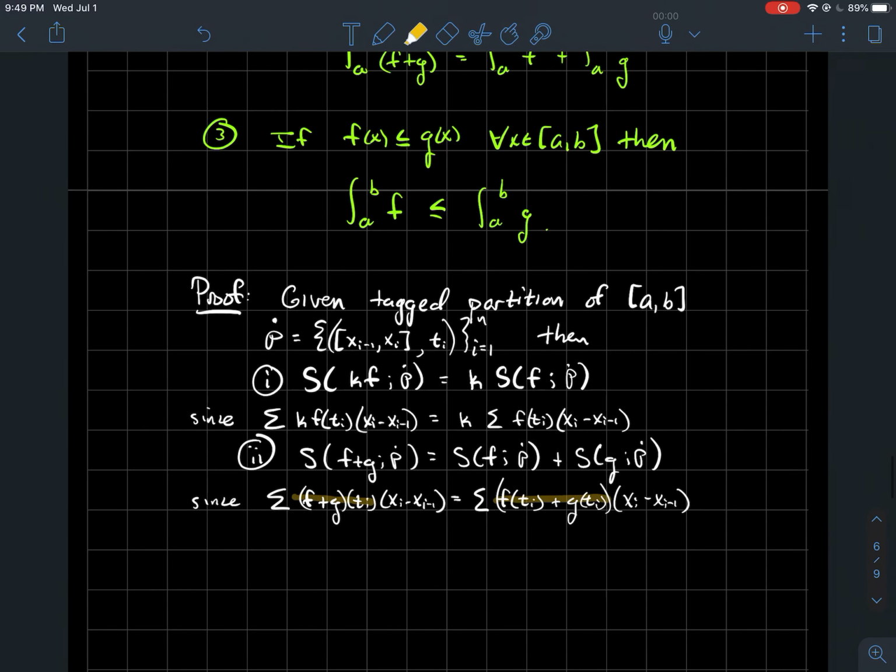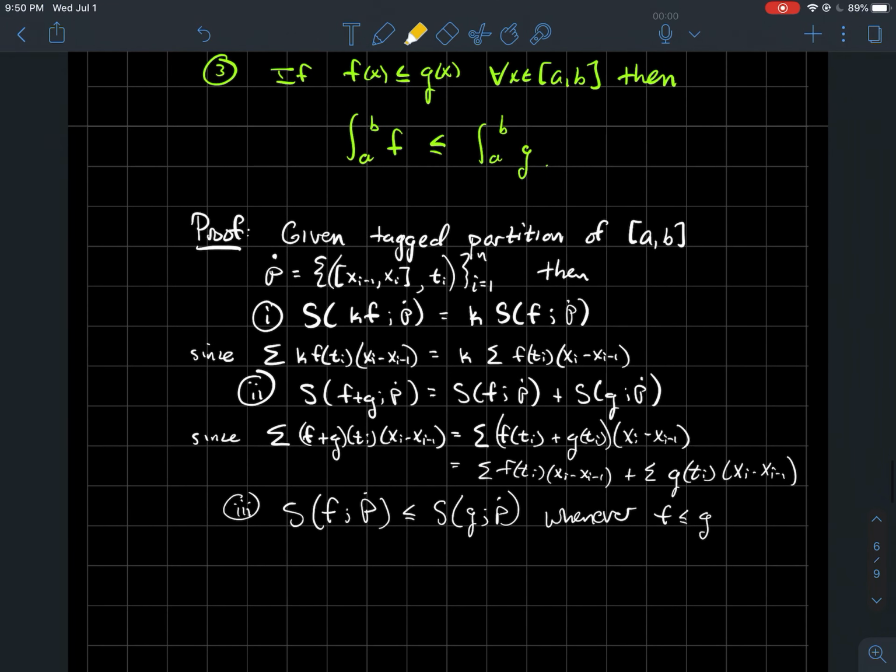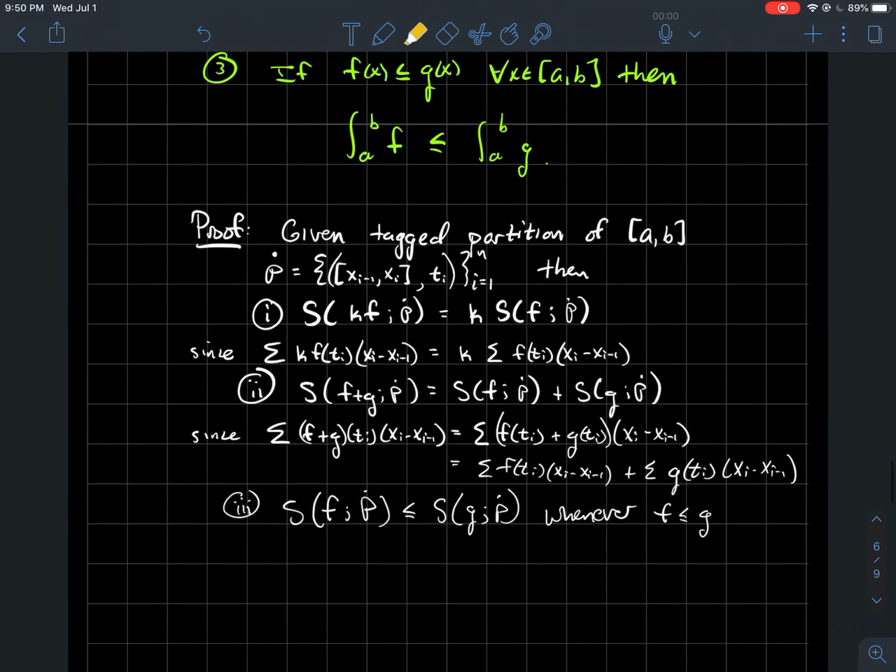Now what I could do is distribute each of these x_i minus x_{i-1} to f and g. And then what do you get? You could split that sum up as well. You get this sum plus this sum, which of course is the Riemann sum of f plus the Riemann sum of g. So we're just verifying these things, 1 and 2, that I'm going to use. And the last one has to do with number 3 up there. Whenever f is less than or equal to g on this interval, like the hypotheses of number 3 above that you can still see in green, then in fact the Riemann sums corresponding to the partition P dot should also obey that same inequality.